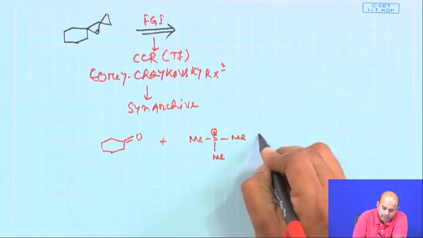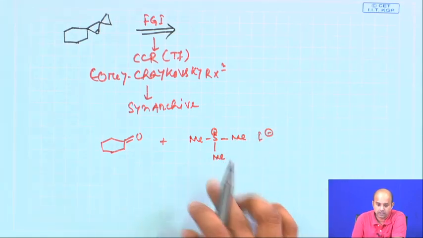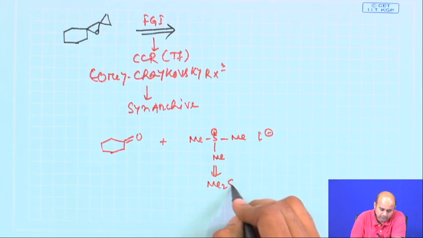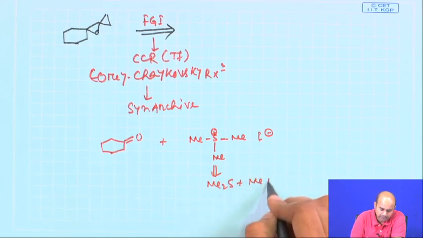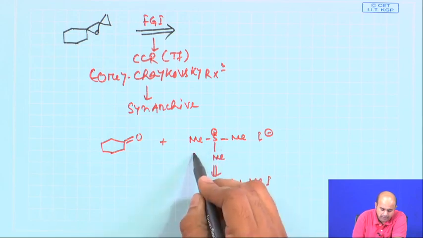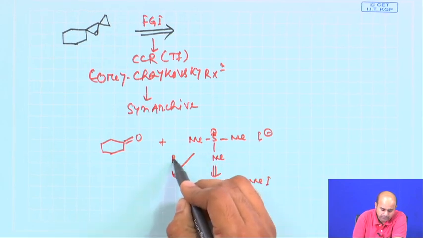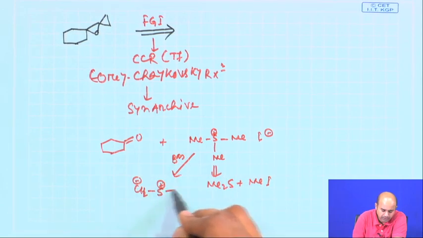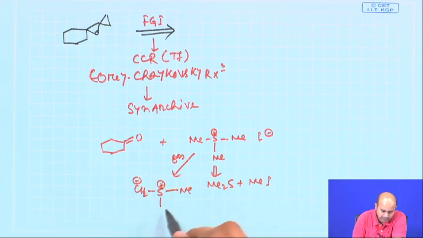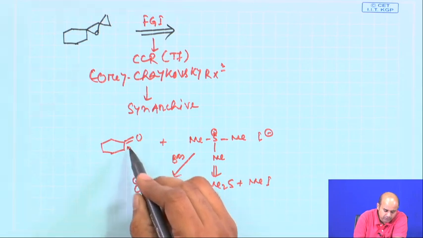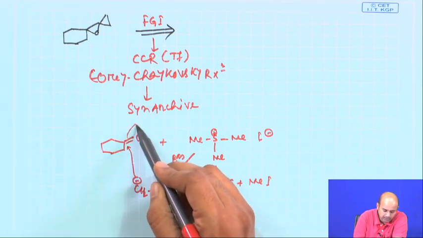This sulfonium iodide can be generated by reacting dimethyl sulfide, Me2S, with methyl iodide. Now, if you take this sulfonium iodide and react it with a base, you basically have an anion generated from one of these methyls. And then this carbanion attacks this electrophilic carbonyl, and it becomes O minus.